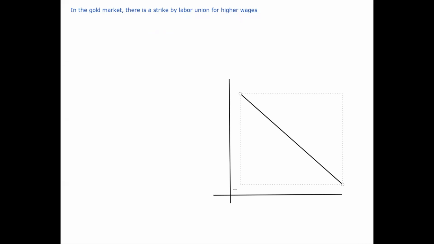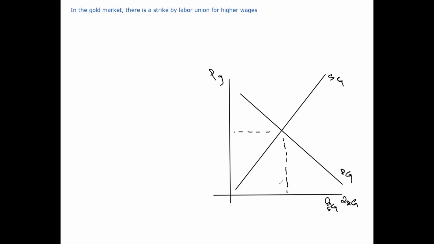So let me draw the diagram of partial equilibrium. Here it is the y-axis and x-axis. There's the demand curve and there's a supply curve for gold. Let me label it: supply of gold, demand for gold, quantity of gold, quantity supplied of gold, quantity demanded of gold. And then there is the price of gold, and the equilibrium is already established at these points. Now we already know this is the market.